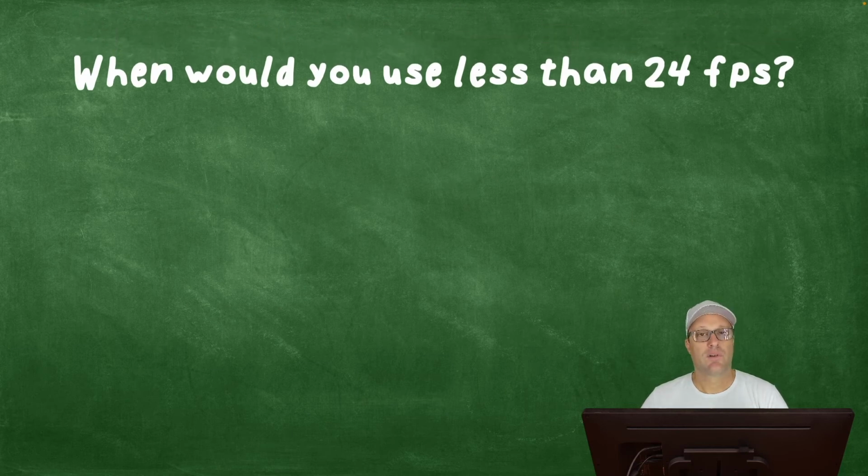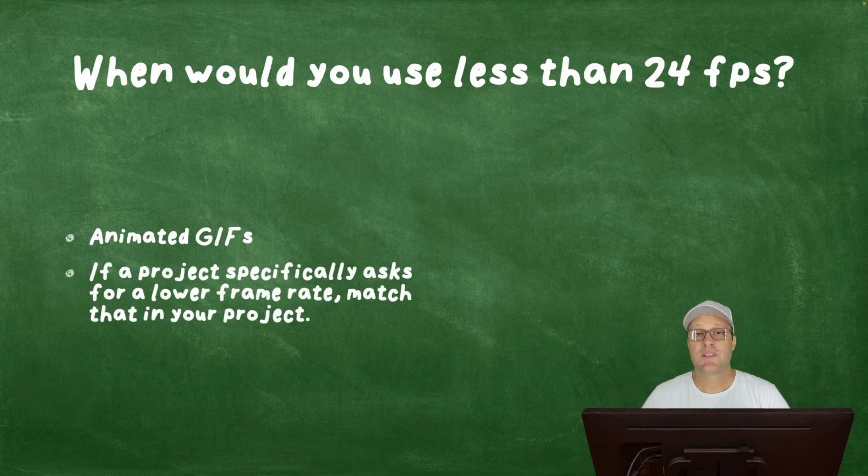When would I use less than 24 frames per second? Animating a GIF, for example, you can go ahead and set your project to less than 24 FPS. If a project specifically asks for a lower frame rate, then go ahead and match that to your project when you're creating your new animated project.